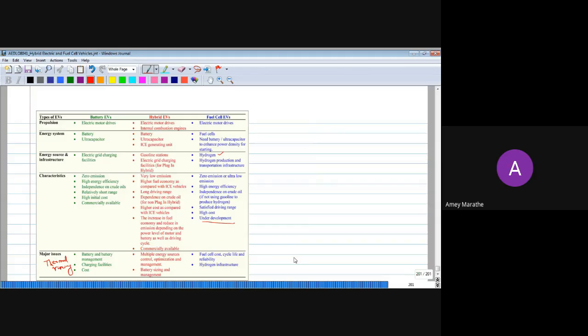As per the last data, I don't remember the year, but I think 2017 or 18 data, they are having not more than 40 compressed hydrogen gas stations. So you see, the infrastructure is the major problem here.